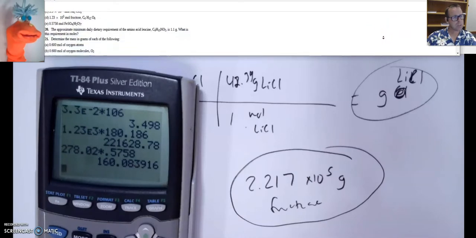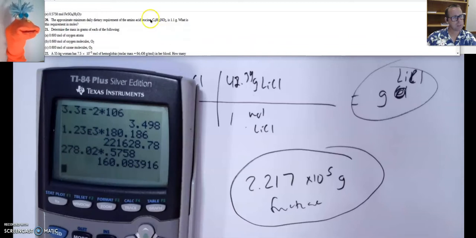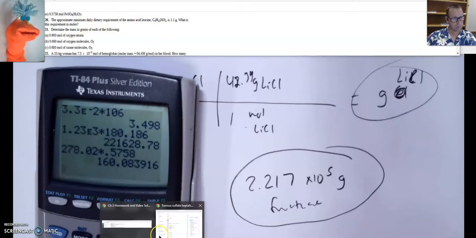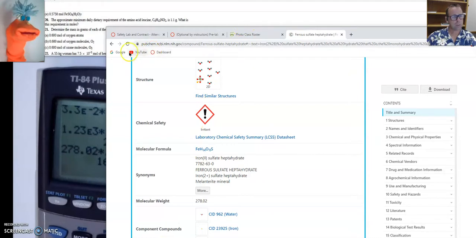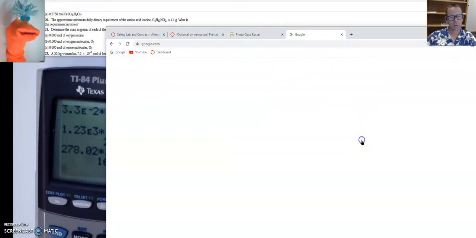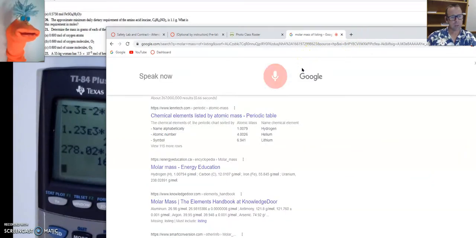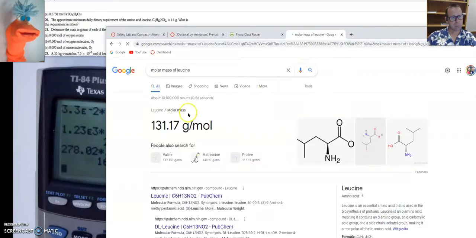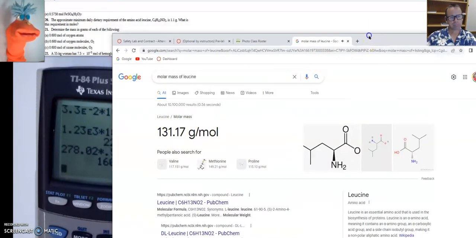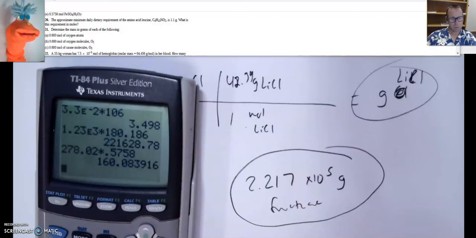Number 20. The approximate minimum daily requirement for the amino acid leucine is 1.1 grams. What's this requirement in moles? So I go to my Google here. Molar mass of leucine. There we go. The molar mass of leucine is 131.17 grams per mole.